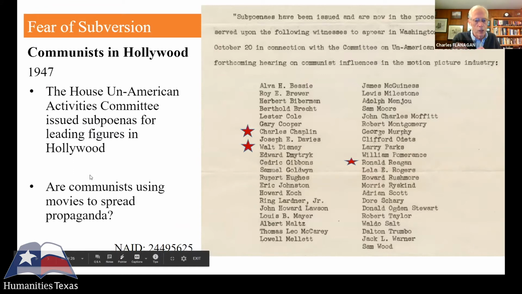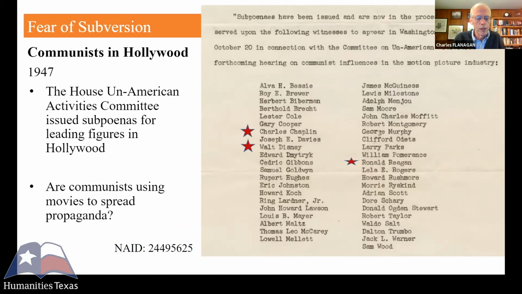Okay, so here's where you get that notion of how in any year there's different anxiety coming from different directions. We also have the fear of subversion in the US. What if movie makers are communists? What if they're using the movies to spread communist propaganda? And this is the House Un-American Activities Committee, which is in the TEEX, subpoena of leading movie makers.